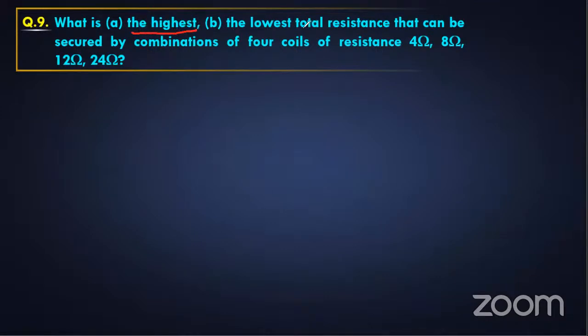Yeah, both are equivalent only. But which type of combination here, series or parallel? Excellent. Here, series combination gives the highest. 4 plus 8 plus 12 plus 24 is equal to 48. Very good. First one is 48 ohms. Done. Highest. Now lowest.